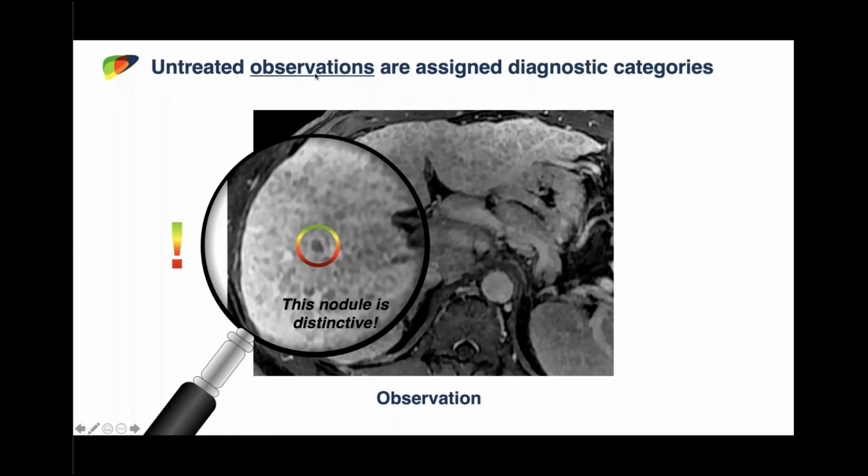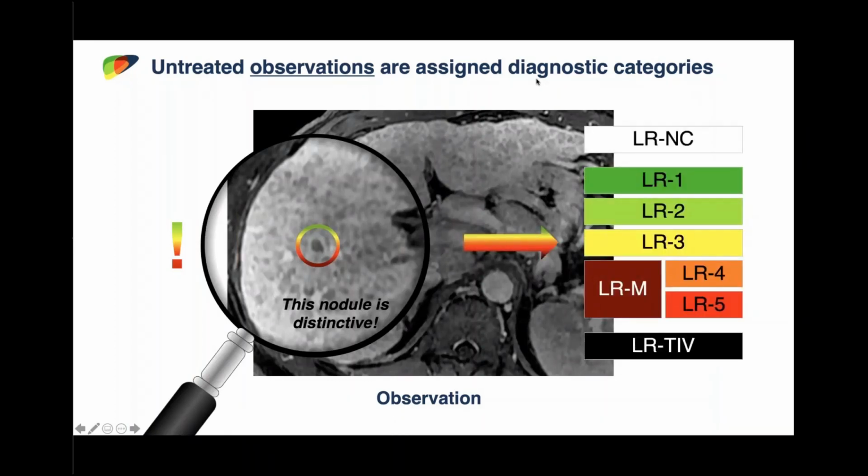So if an observation has been untreated, it has not been treated by an ablation, by embolization or any other treatment, then we assign a diagnostic category, and the diagnostic categories are shown here, and I'll talk a little bit about those diagnostic categories in a moment. These diagnostic categories are designed to reflect the radiologist's thought process. They are designed to communicate the radiologist's degree of certainty, and they are designed to be comprehensive and to address the entire spectrum of lesions and pseudolesions in the liver, as we talked about a few slides ago.